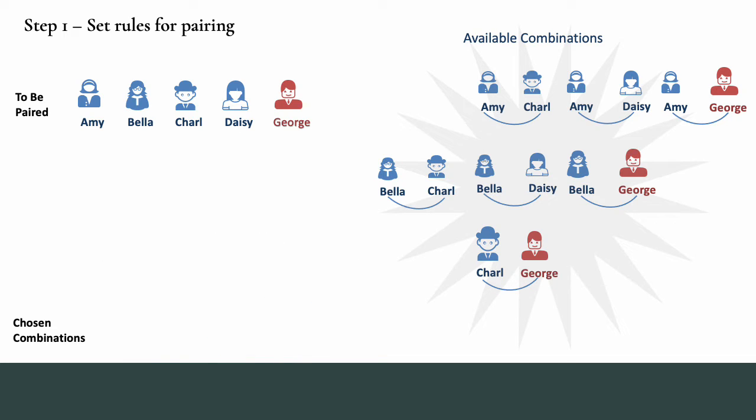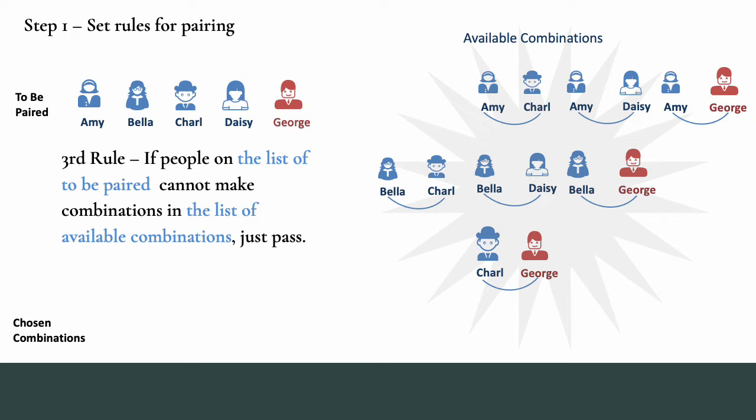Of course, we have to set another rule to account for all situations we may face. The third rule is that if people on the list to be paired cannot form groups that are also in the list of available combinations, just pass. Let me explain this to you.